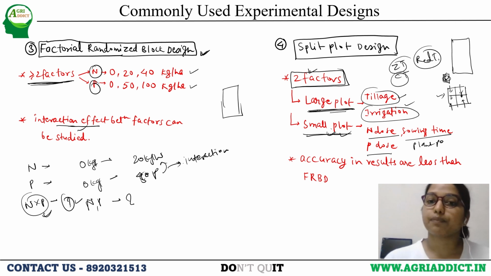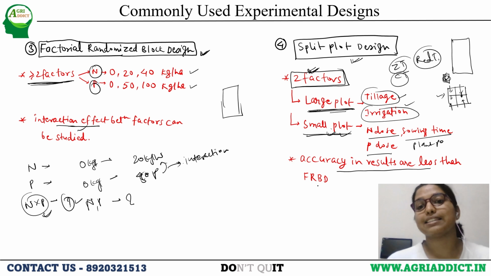So if there are two factors to be studied, in which one requires a large plot and another requires a small plot, then we go for split plot design. Here, the accuracy in results is less than factorial RBD. The accuracy will be less than this factorial RBD in split plot design. Okay.